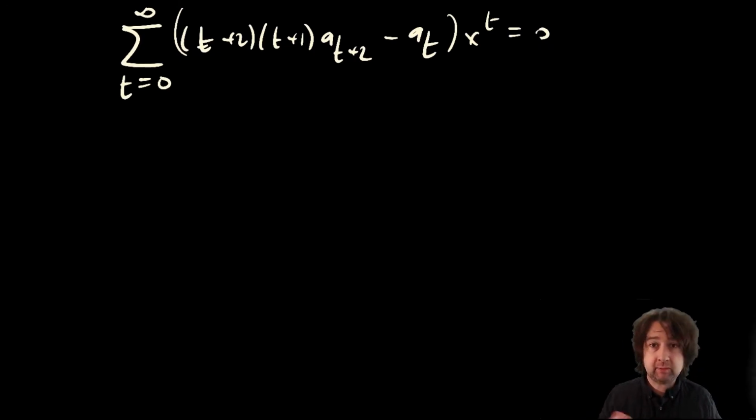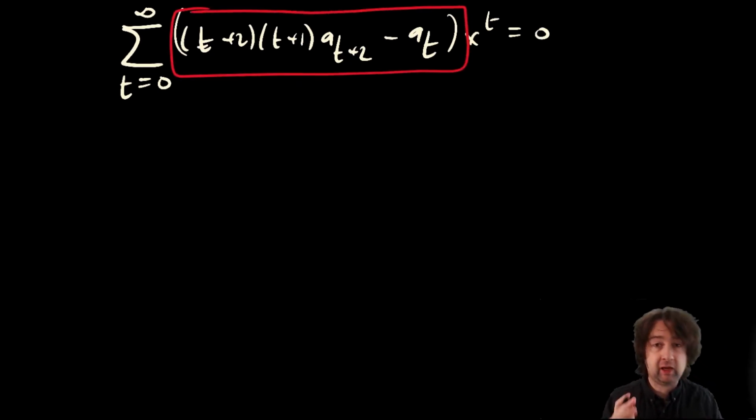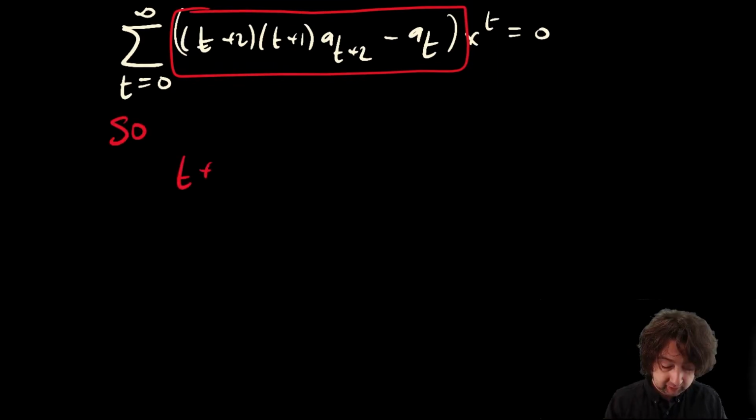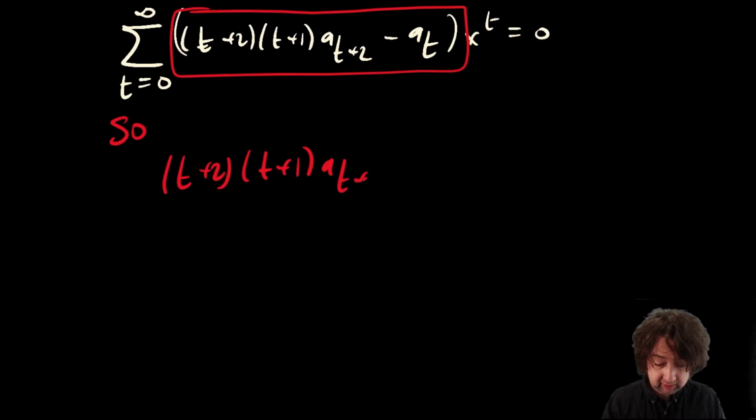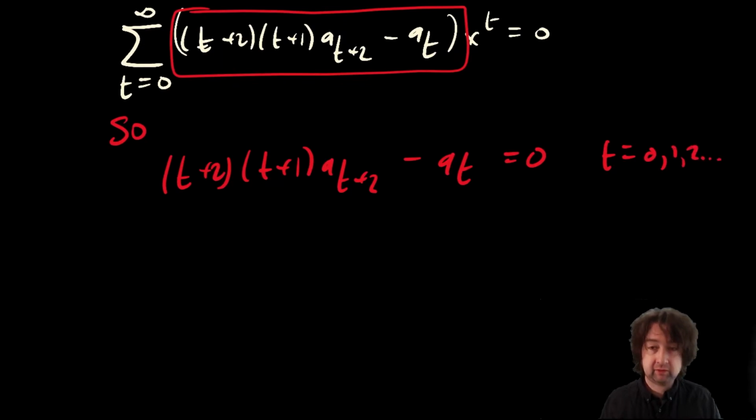And so this is the big trick. Once we have a single power series, we can throw all of the sum and the terms away and just look at the coefficients. So the fact that we have a power series that's equal to 0 means that the coefficients are equal to 0. This is equal to 0 for every value of t. (t plus 2)(t plus 1)a_{t+2} minus a_t is equal to 0 for t equals 0, 1, 2, etc.